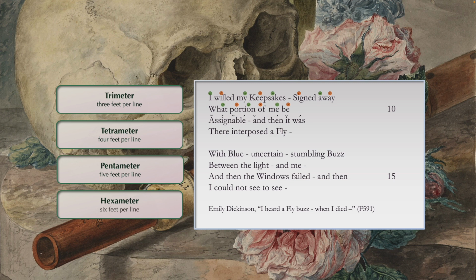I'll go ahead and finish it off here. With blue, uncertain, stumbling buzz between the light and me. And then the windows failed, and then I could not see to see.